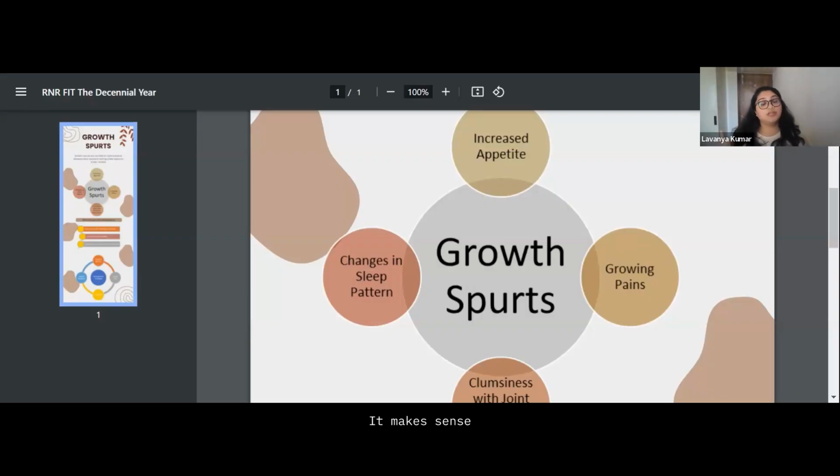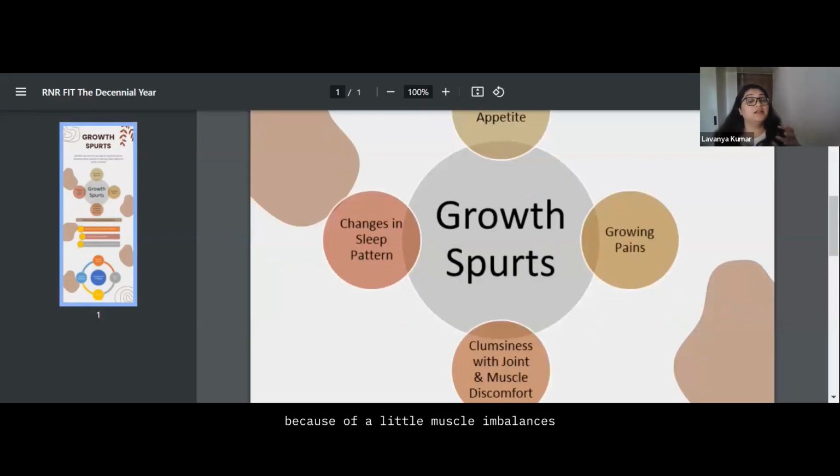It makes sense. So you need to just make sure that we work on the nutritional values as well, which I'll be speaking about when we speak of the menstrual cycle too. So growing pains are expected in these regions. There's a lot of clumsiness at this point in time. The clumsiness can come because of a little muscle imbalances and a loss of coordination during this time.